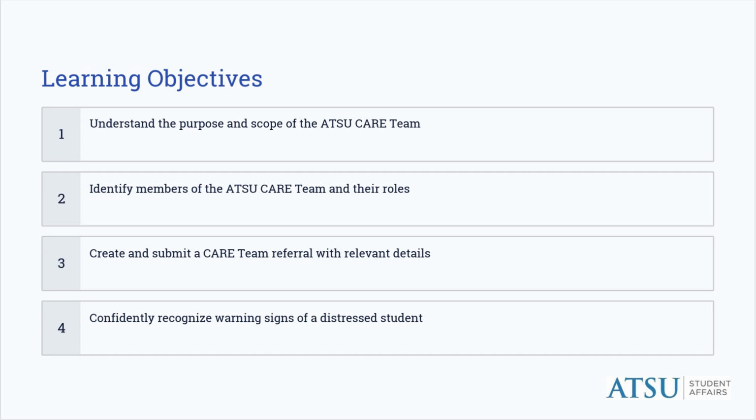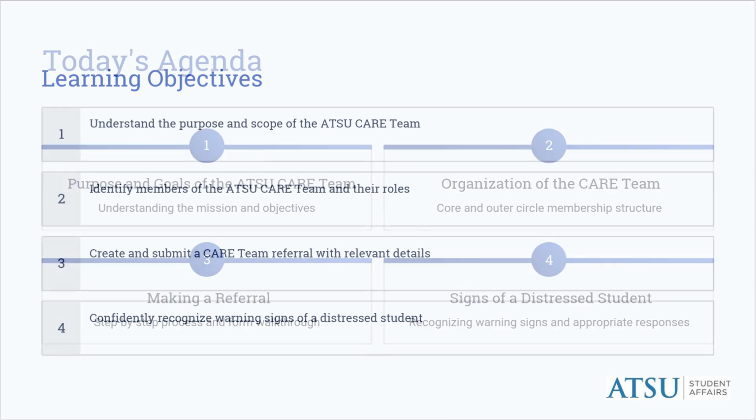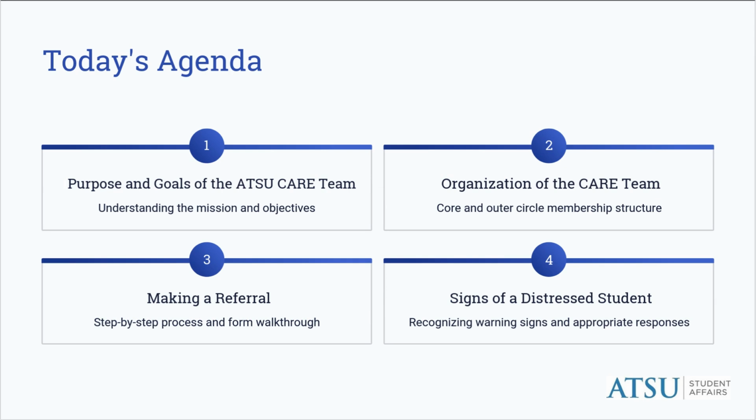Let's review our learning objectives. By the end of this video, you will understand the CARE team's purpose, scope, members, and roles, know how to use the CARE team referral form and process, and be able to apply this knowledge to a case study, recognizing signs of a student in distress and providing key details to ensure full support. Content will be divided into 4 sections: an overview of the CARE team and its campus-specific structure, the referral process, and signs to watch for in students who may need support.